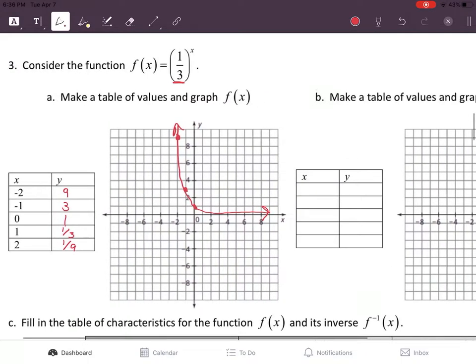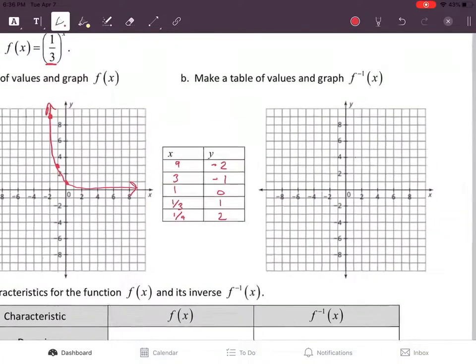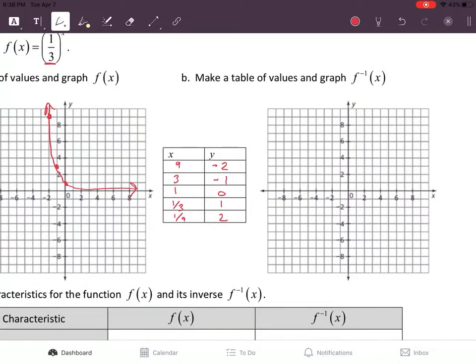Okay, so now, just like before, we're going to take our table of values and flip them, so the y becomes the x. So we have 9, 3, 1, 1/3, and 1/9, and our x's become the y: -2, -1, 0, 1, and 2. Okay, again, I'm going to graph these based on just the integers and not the fractions.